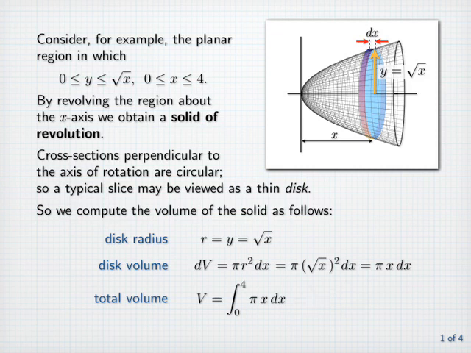This gives us pi times 1/2 x squared, evaluated from 0 to 4, which equals pi over 2 times 4 squared minus 0 squared. So we have pi over 2 times 16, which equals 8 pi.